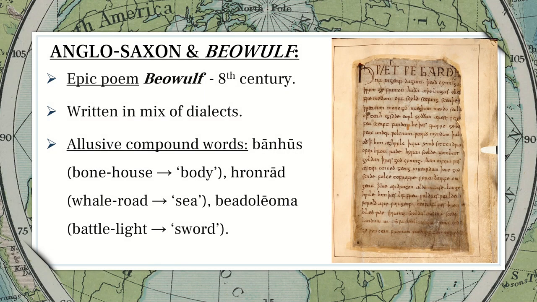Now, when it comes to Anglo-Saxon literature, the most famous was the epic poem Beowulf. That was probably written between the 8th century and the 11th century. What was surprising was that it was written in a mix of the Northumbrian, West Saxon, and Anglian dialects.